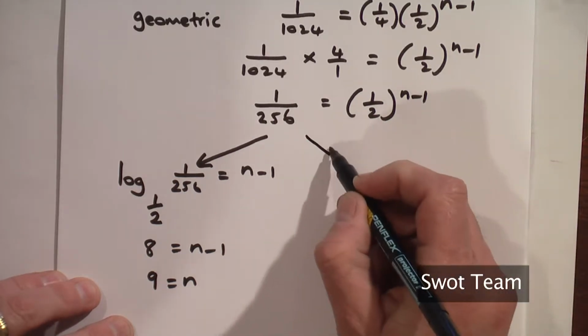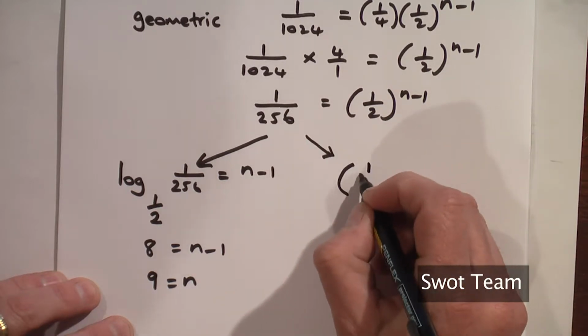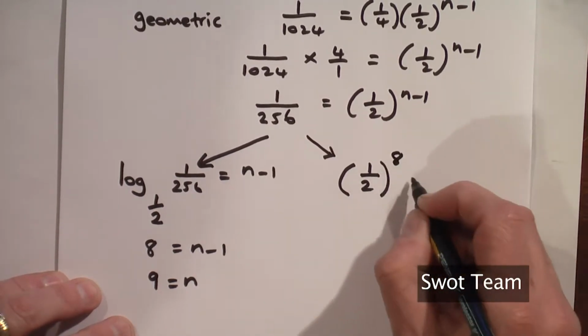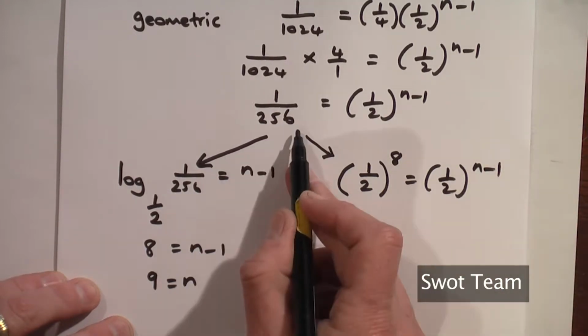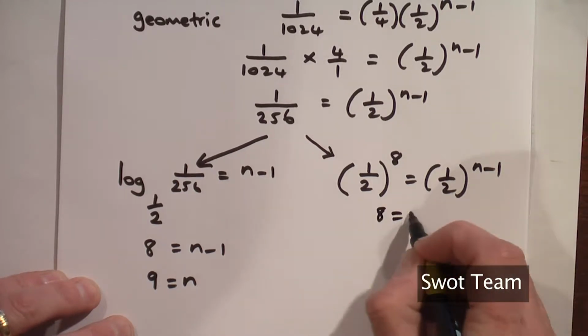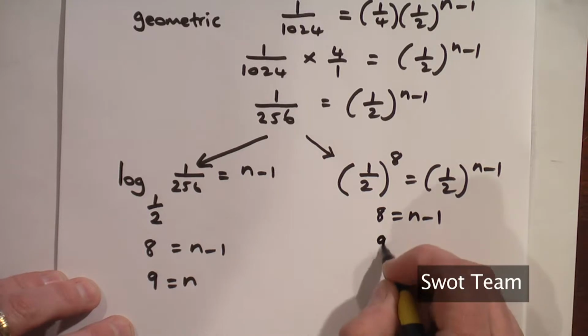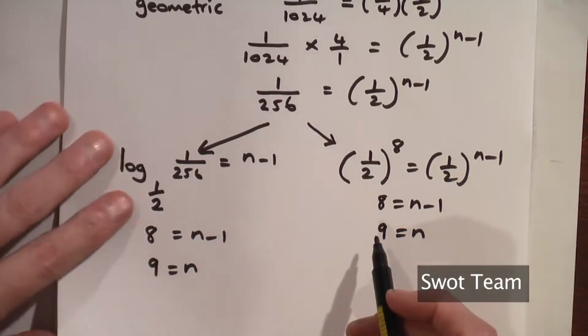The other way you could approach this is 256. This whole fraction would be the same as a half to the power of 8. Okay, now remember 2 to the 8 is 256. So once you've got that, you can now equate the exponents, drop the bases if you like, and n is equal to 9. Now, what I like doing is using the log because it does it directly for you and you don't have to faff with the exponents. So try use the logs, they're quite nice. Okay, now great. So we have the number of terms in the series.